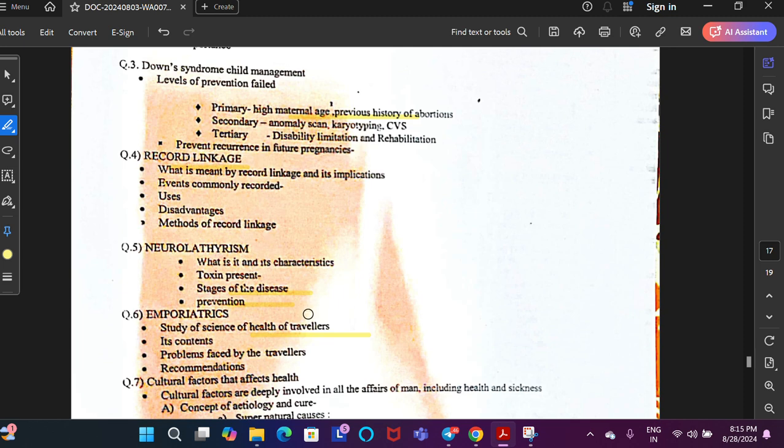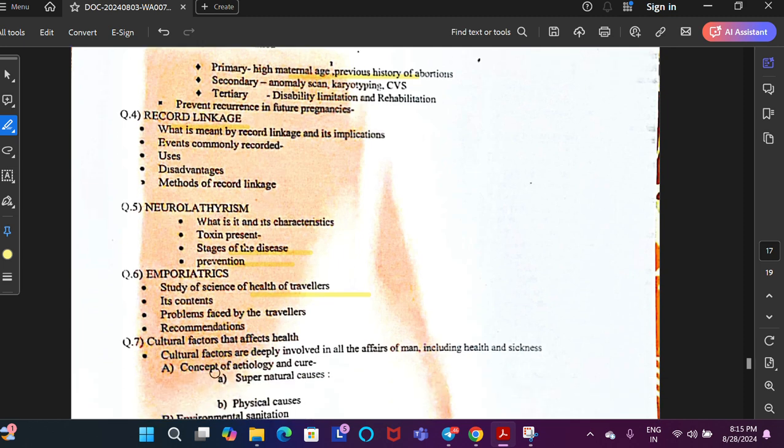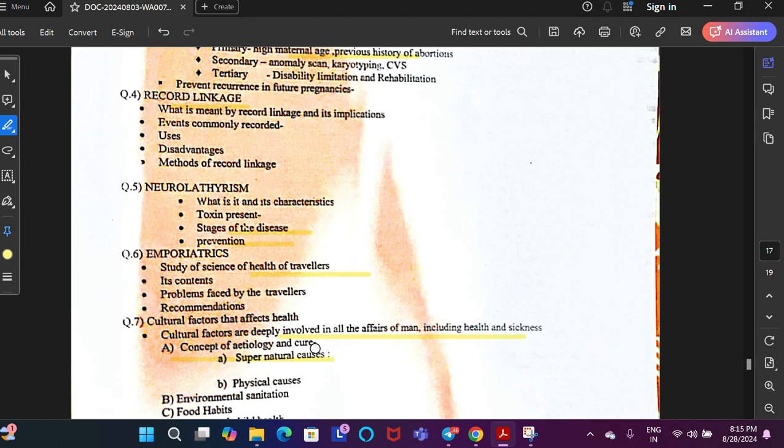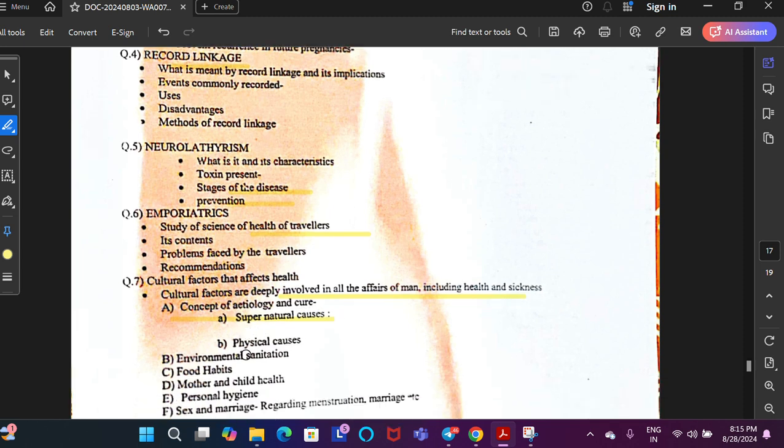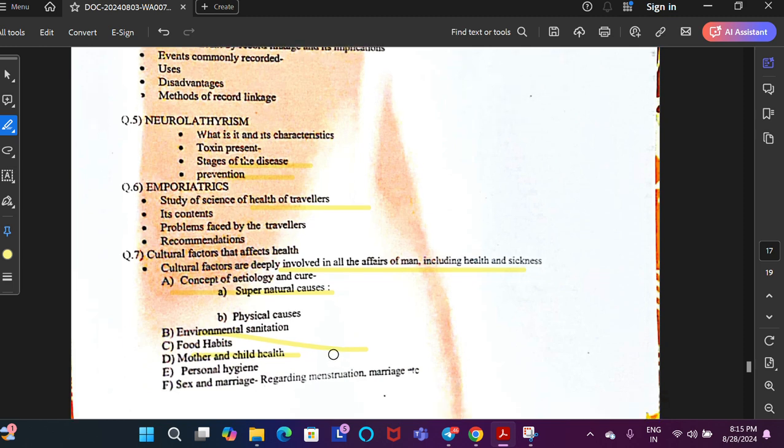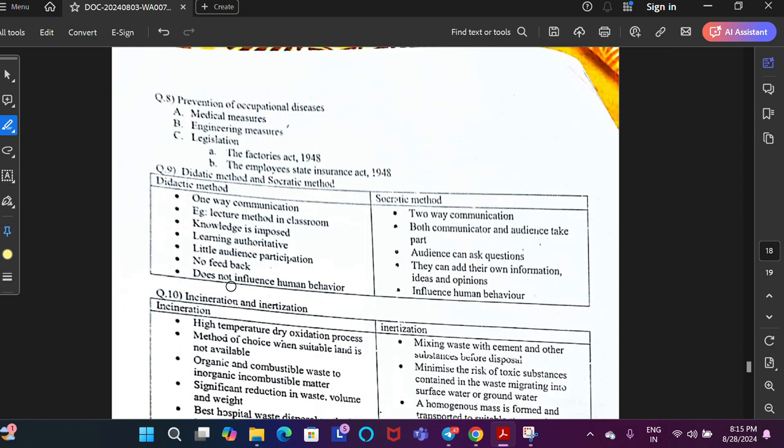Now the question: cultural factors that affect health. Cultural factors are deeply involved in all the affairs of man, including health and sickness. Concept of etiology and cure, that is supernatural causes, physical causes, environmental sanitation, food habits, mother and child health, personal hygiene, sex and marriage, regarding menstruation, marriage, etc. These all are being influenced by the cultural factors that affect primarily the health.